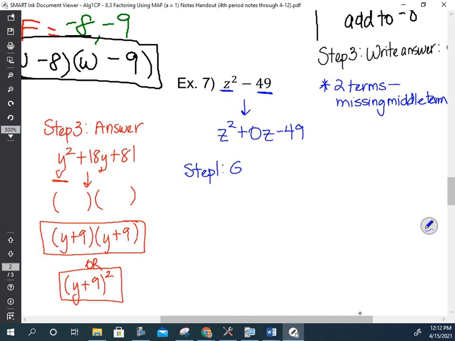So, step 1, greatest common factor. So you've got a 1, a 0, and a 49. So this is real easy. Biggest number is 1. The only number that can divide in is 1.